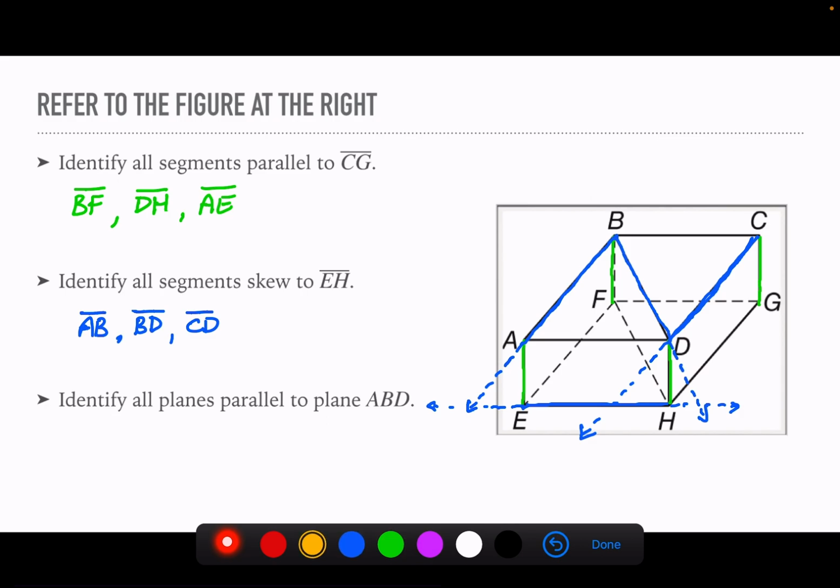Now let's take a look. Identify all planes parallel to ABD. Well, ABD is going to be this plane right here. It's the top of our cuboid. Well, the plane that is parallel to the top is going to be the base.